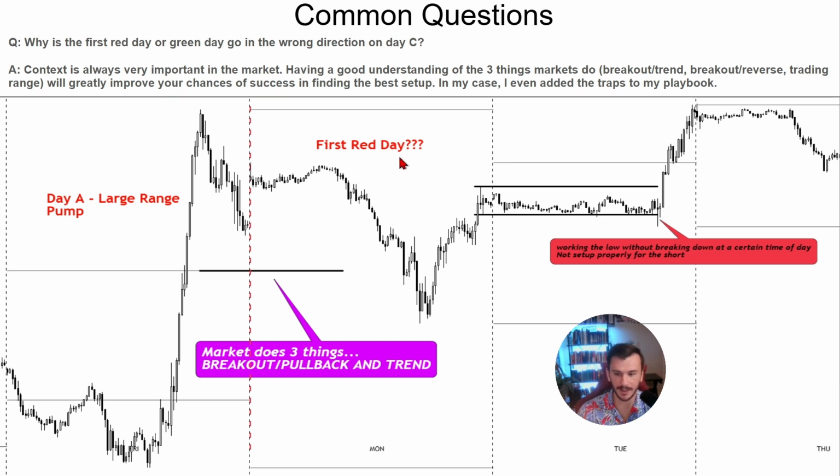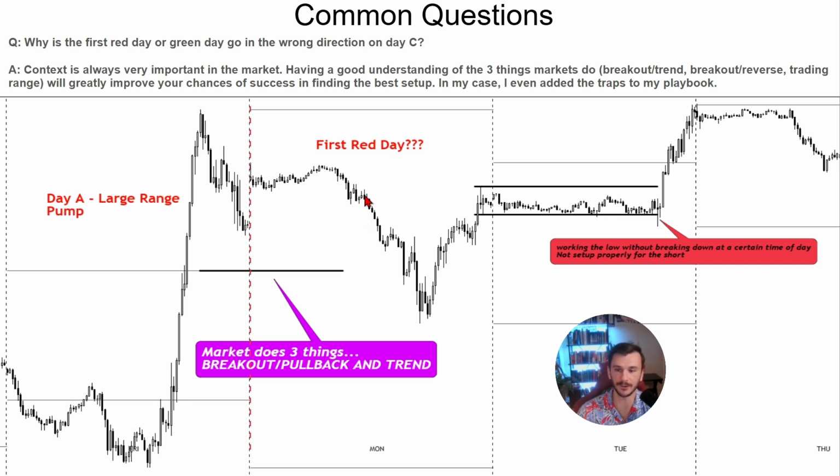Hey, I got a first red day. What's going on? Why did it go up the next day? Well, you could be, or probably are, in some kind of breakout pullback scenario. So in this case, where we have our large range pumping day, which was also a breakout day, they broke out of the previous day's high of Thursday. So this is the breakout. And then you have Monday, the opening range for the week.